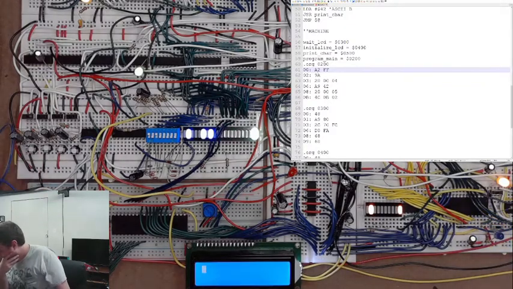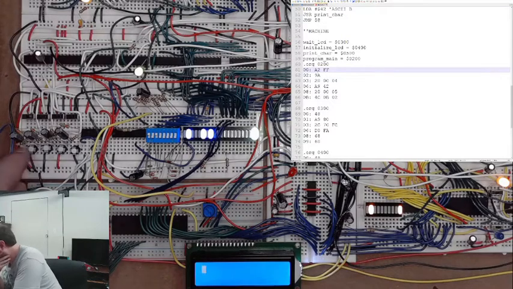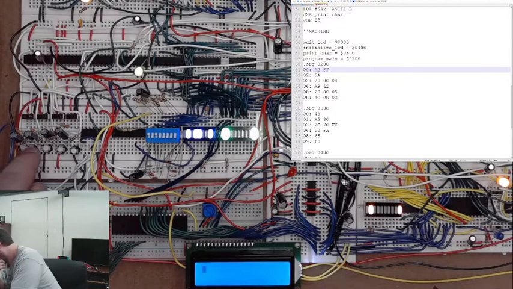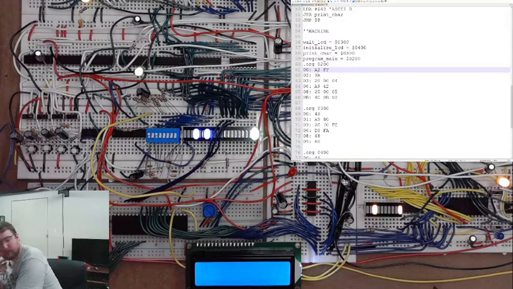Okay, what we have here is A2. All right. FF. 9A is what this is supposed to be. Okay, it is. Then we have 20. Okay. And 00 and 04. Right. So that all works. That's where we should be going. Okay, we're down here now.